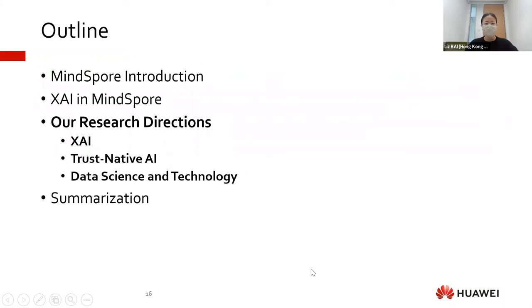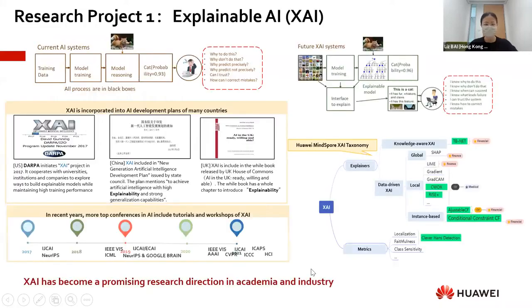Okay, so I will introduce more about our lab and our research directions apart from XAI. Previously I introduced what XAI is, and XAI includes, for example, building explanations and also benchmarking, the metrics. Our group is working on both sides of it. For the explanations, we have data-driven XAI methods, and we are also doing research on knowledge-aware XAI. And for the metrics, we are also doing metrics development.